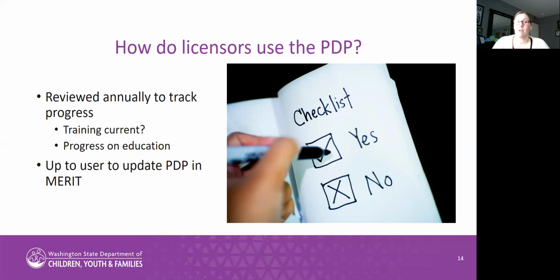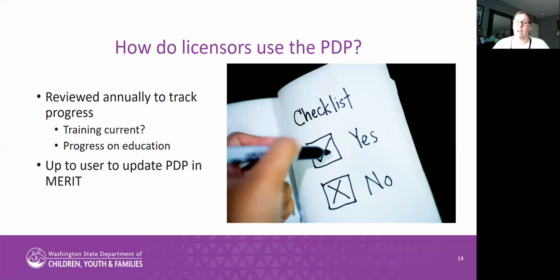They will be using Merit to verify the annual progression as well as training completions. And just remember that it's up to the individual, the provider, to update the information in Merit. So you'll want to make sure you're updating your professional development plan as well as ensuring that your training is recorded accurately. And then coming soon, the Merit enhancements will make it easier to support easy viewing for you as the provider, as well as the licensor to check and see where you're at.